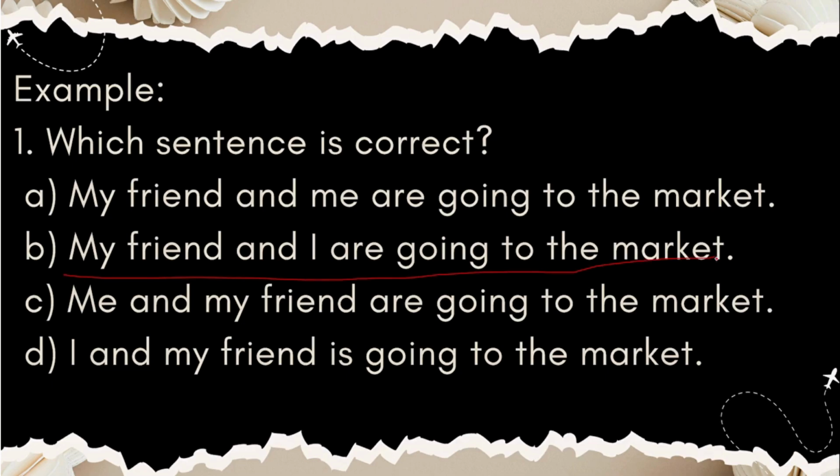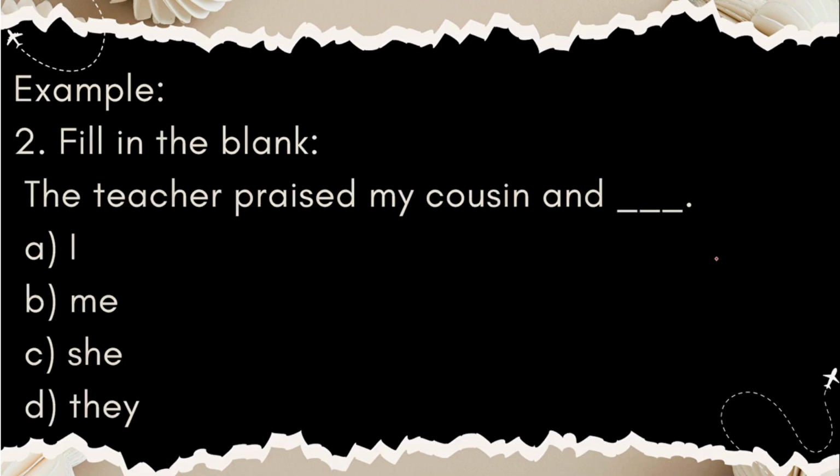Okay, I hope this is clear to you. You can always go back to the rule and get it clear. So, second example, fill in the blank. The teacher praised my cousin and dash. Who is the subject here? The teacher. Now the objects are cousin and dash.